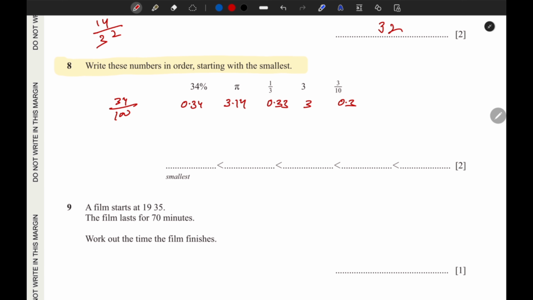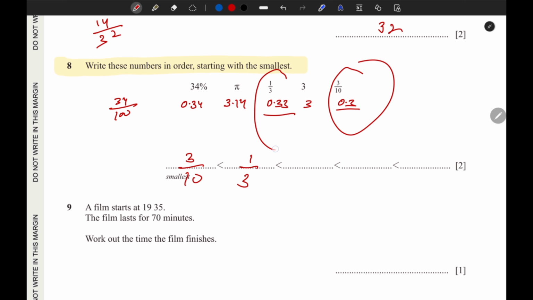Okay, writing the smallest first. Now you see, what's the smallest among these? The smallest is 0.3, which is 3 by 10. So this is done. Now among these, the smallest is, I think, 0.33. Yeah, this one is smallest, so we write 1 by 3. Now among these three, this is the smallest, so we write 34%. And among these two, 3 is smaller, so 3, and then pi. Pi is the highest value.